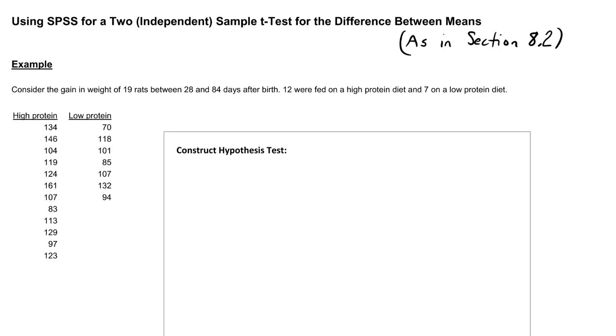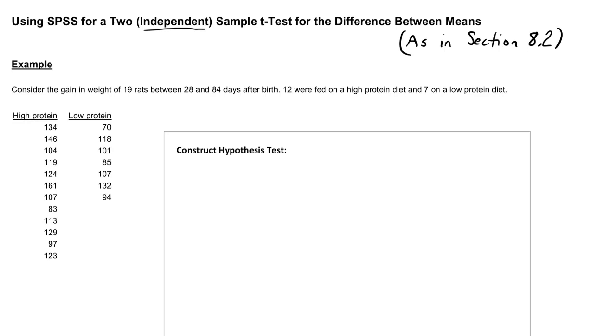Now we're going to look at using SPSS for two-sample hypothesis testing. In this case, as in section 8.2, there are going to be two independent samples. And so here we're doing the two independent sample t-test for the difference between means. We have these two samples, and we want to know how do the means of these two populations compare? How do the mu's from these two populations compare based on the information we have from these two samples? So let's take a look.